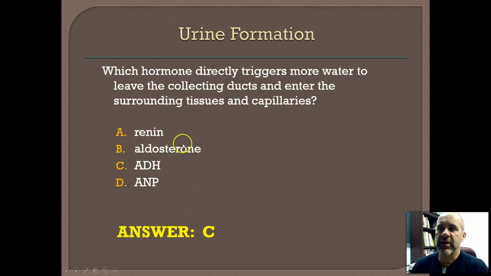And of course, we also talked about renin and aldosterone as well. We'll review those shortly. And ANP, atrial natriuretic peptide, remember that one?